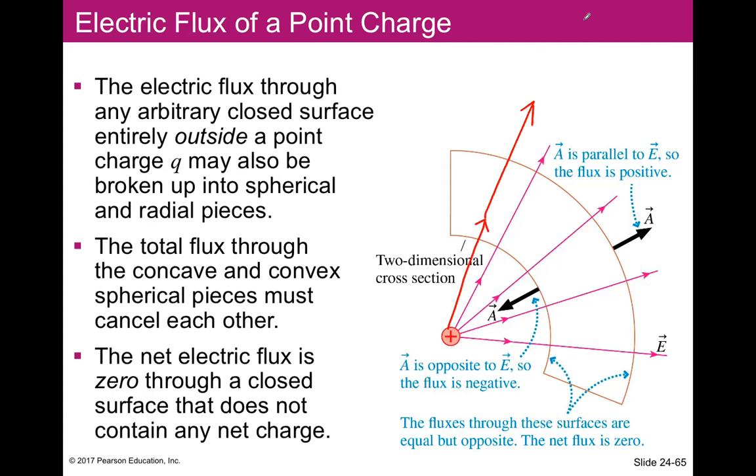So any field line that goes into the surface must go out of the surface at the other side. So if you consider the whole closed surface, the going in and going out field lines equal each other. So we can say the net electric flux for a closed surface, when the charge is outside of this closed surface, is always 0. It has no net flux.